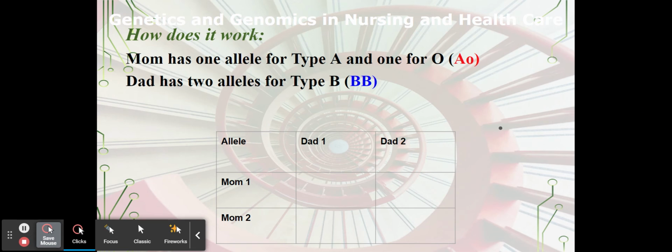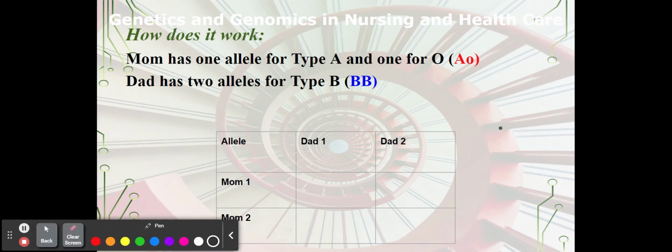So let's say that mom is heterozygous. She inherited an A blood type allele from one parent and an O blood type allele from the other parent. The O blood type allele is not expressing itself, it is recessive. So she is blood type A. Dad has homozygous alleles for type B. He is type B blood. And what that looks like here, mom has A. Whoops, sorry, I wanted to make that red, so I'll just go over it. And she is O. Dad has B on both alleles.